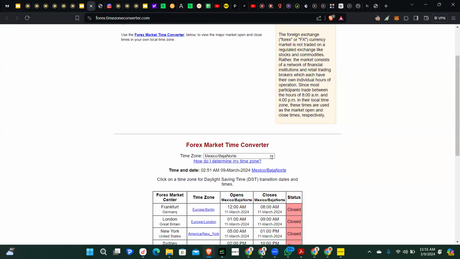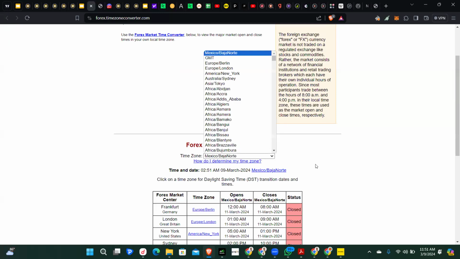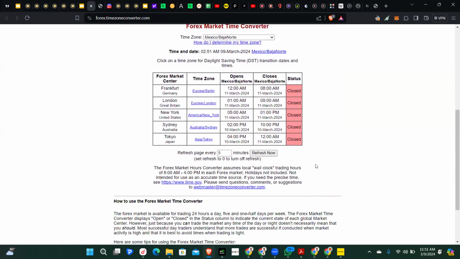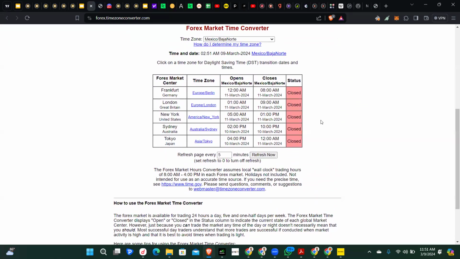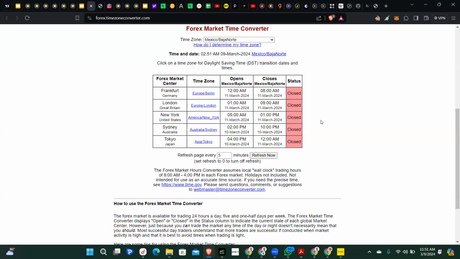Okay, so with this, you can still go back to that particular site, then choose from here, just click on this drop down, choose the time zone based on where you are. Then you are going to see the various trading sessions. Like what we have here, the status is showing close because today is Saturday, so none of the markets is open. That's why it's showing close. But let me just show you a quick screenshot I took as of yesterday when the market was open.